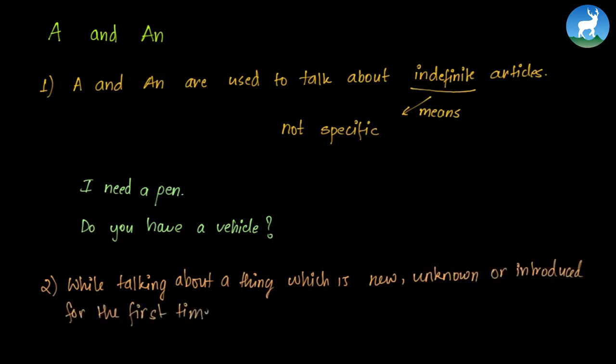We use a and an while talking about a thing which is new, unknown, or introduced for the first time. For example, I have a daughter. You're introducing your daughter for the first time. She is a teacher. Both of these are being introduced for the first time. We don't know about it from previously. They are new for us.